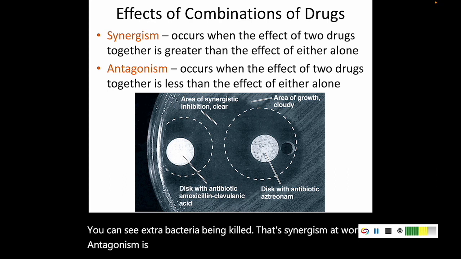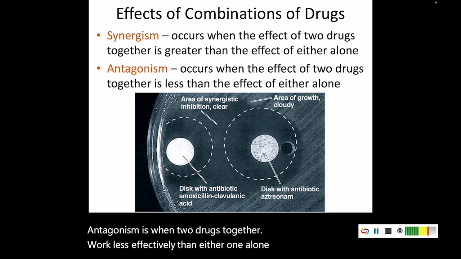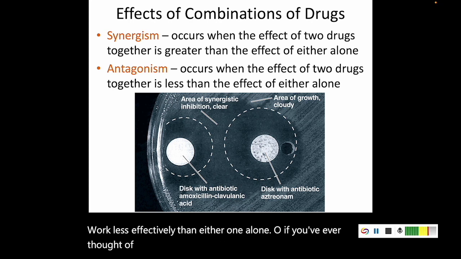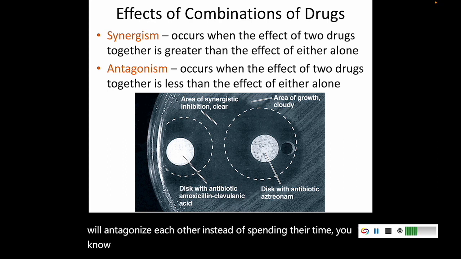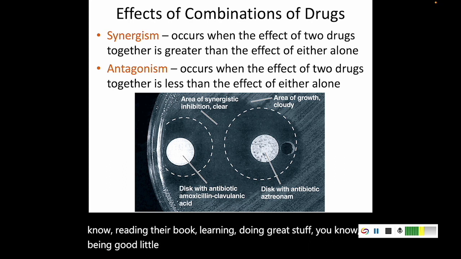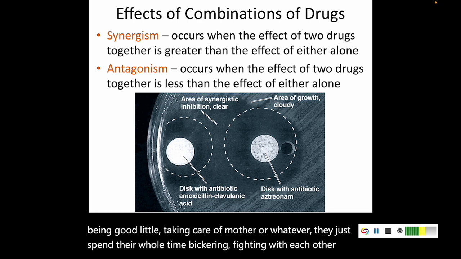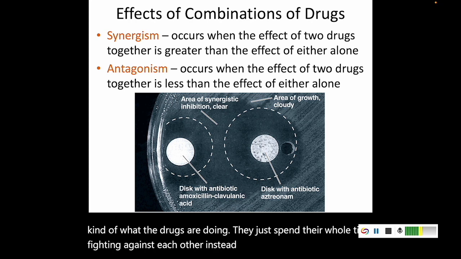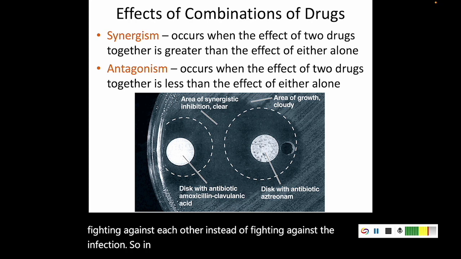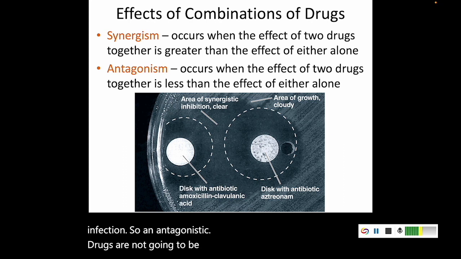Antagonism is when 2 drugs together work less effectively than either one alone. So if you've ever thought of 2 kids in the back seat of a car on a long car trip, they will antagonize each other. Instead of spending their time reading their book, learning, doing great stuff, being good little kids, they just spend their whole time bickering, fighting with each other. It's kind of what the drugs are doing. They just spend their whole time fighting against each other instead of fighting against the infection. So antagonistic drugs are not going to be effective if you take them together.